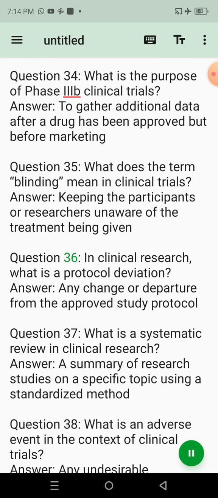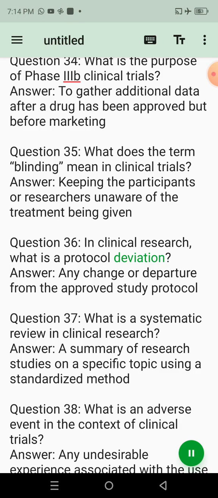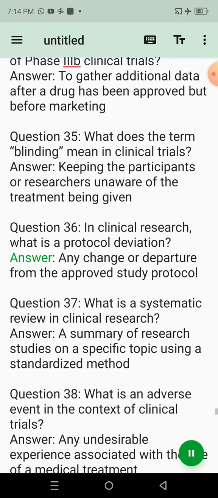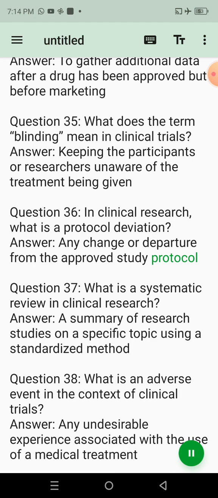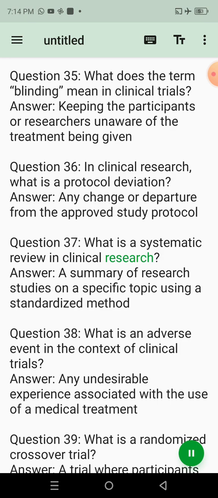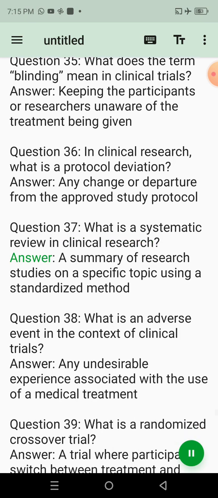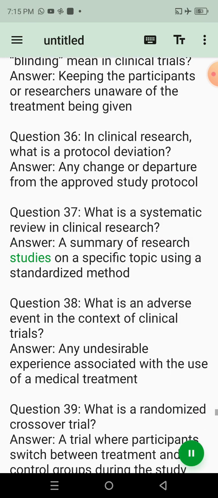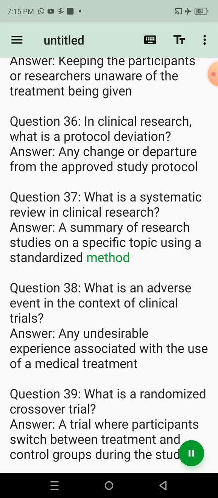Question 36. In clinical research, what is a protocol deviation? Answer: any change or departure from the approved study protocol. Question 37. What is a systematic review in clinical research? Answer: a summary of research studies on a specific topic using a standardized method.